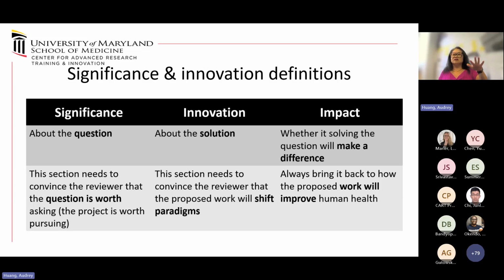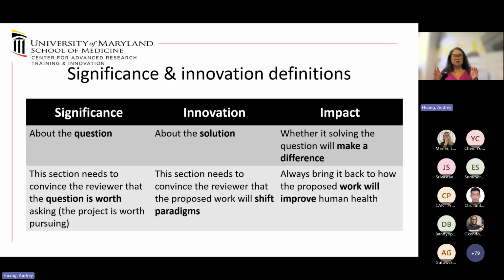You'll get these slides to keep all three separate, and make sure that when you're writing significance, you're writing about the question. Why is it important? How does this question might change our understanding? This needs to convince your reviewer that this question is actually worth asking, that they want to give it money to find the answer. Okay.